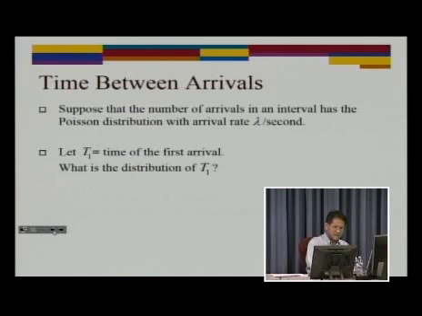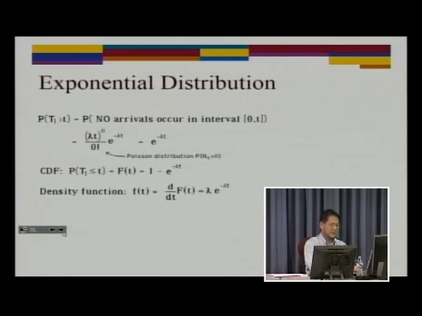So in the previous screen, I said T_1 is the time of the first arrival. So this probability represents that no arrival occurs until time t. Is that right? It's the same thing here. No arrival occurs until a certain time t.